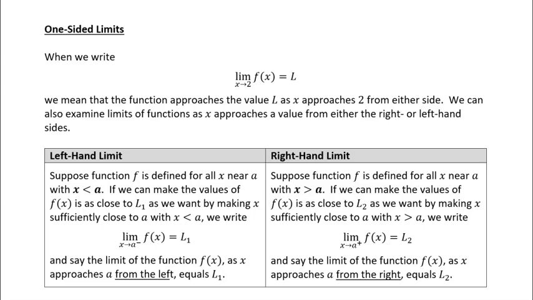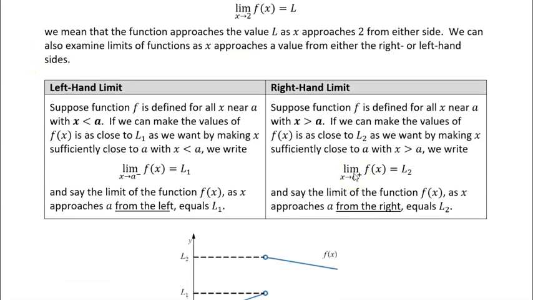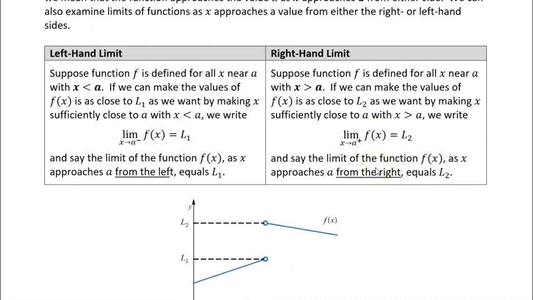Okay, so when we do a left-hand limit, we're taking values of x that are less than a and plugging them in and looking at what happens to the value of the function as we get closer and closer to that a value from the left. And we can do the same thing from the right. We can take values that are a little bit bigger than a and sneak up on the value of a and see what happens to the values of the function as we approach a from the right. Okay, so that's all we mean by left and right hand limits. Sometimes when you read these definitions, it sounds a little more complicated than they are.